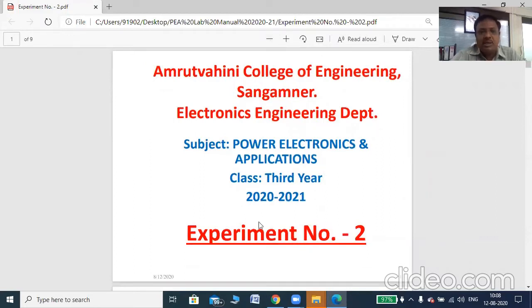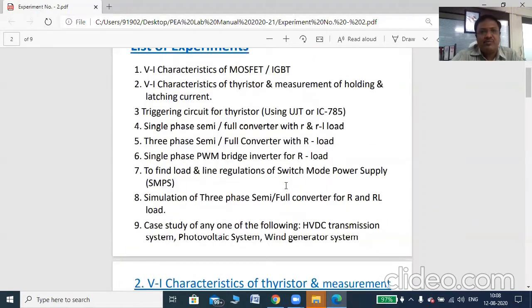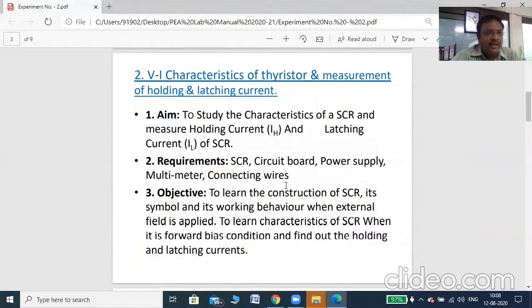Today we will see the experiments of the power electronics application. The list of experiments is attached here. Second experiment: VI characteristics of thyristor and measurement of its holding and latching current.